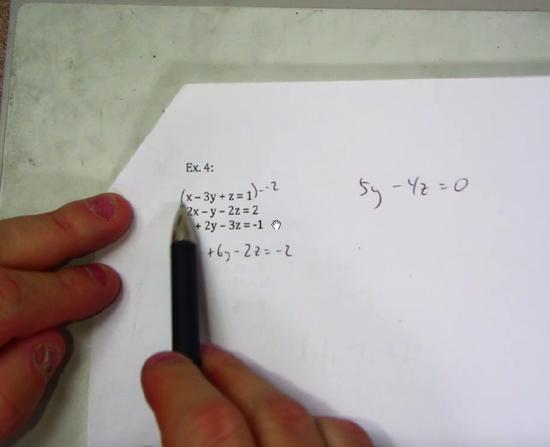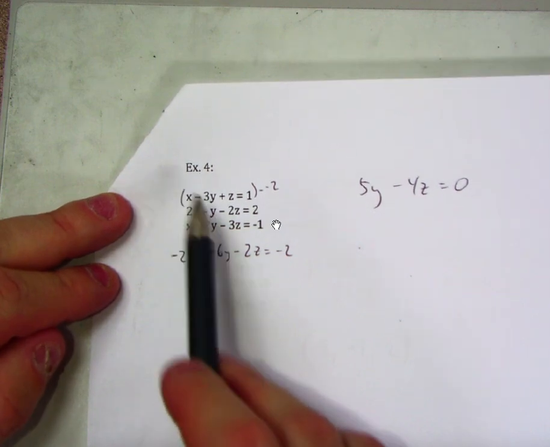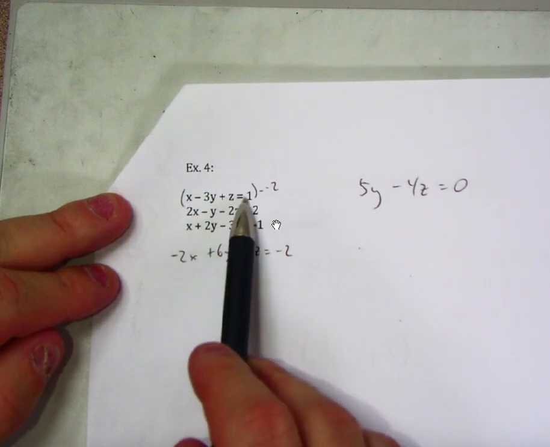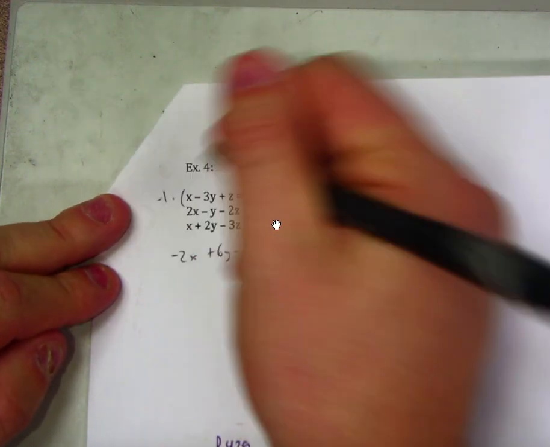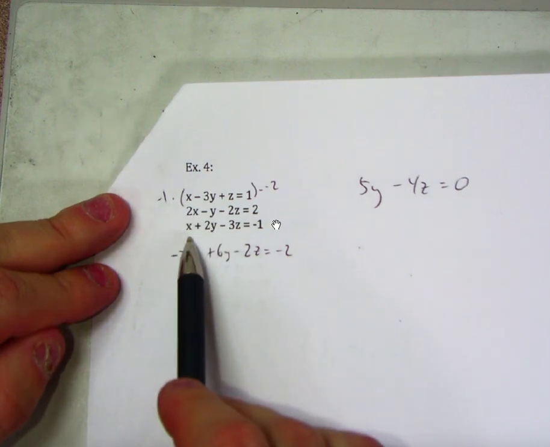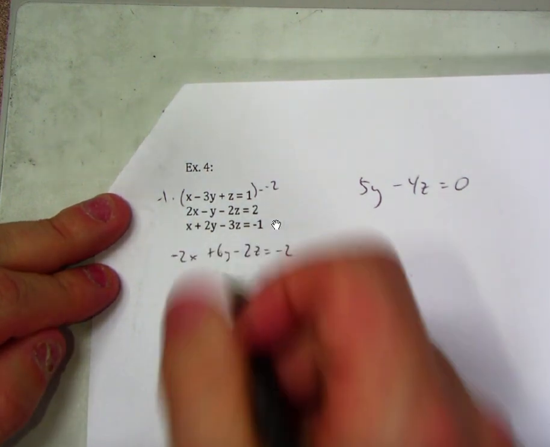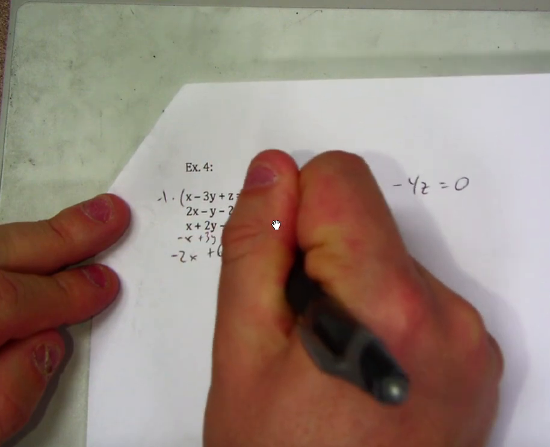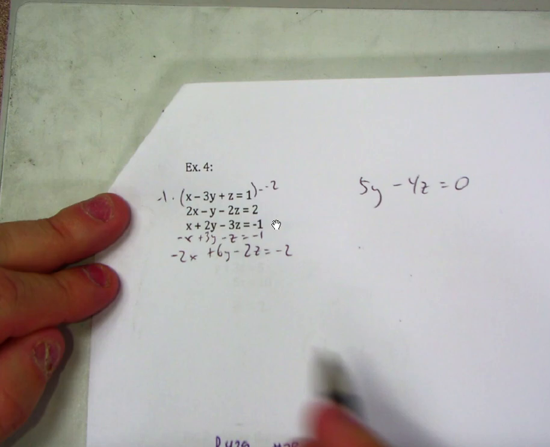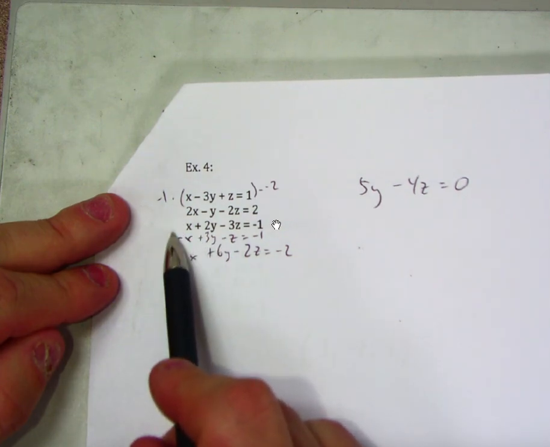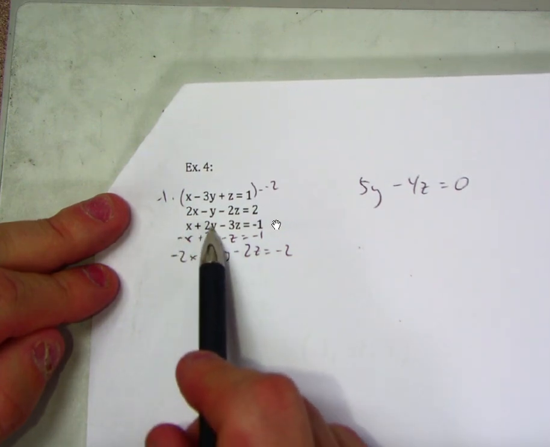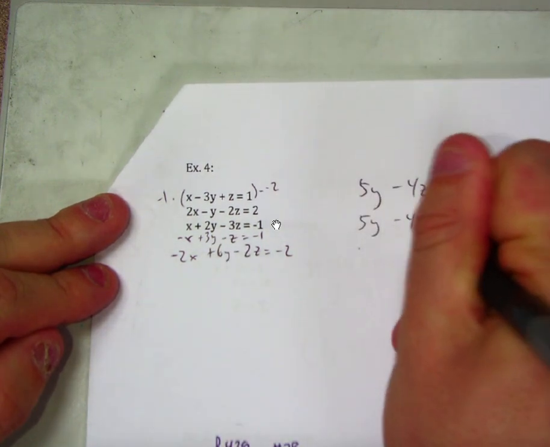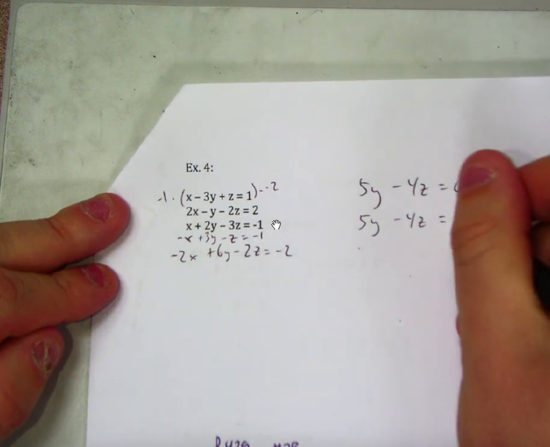Now I go back to the drawing board. I'm going to use that top x now to eliminate this x right here. So I'm going to now multiply this top equation by negative 1. So I'm going to get negative x. I'm going to write it right next to this bottom equation. Negative x plus 3y minus z equals negative 1. And now I'm going to add these two together. X's are gone. 5y minus 4z equals negative 2.